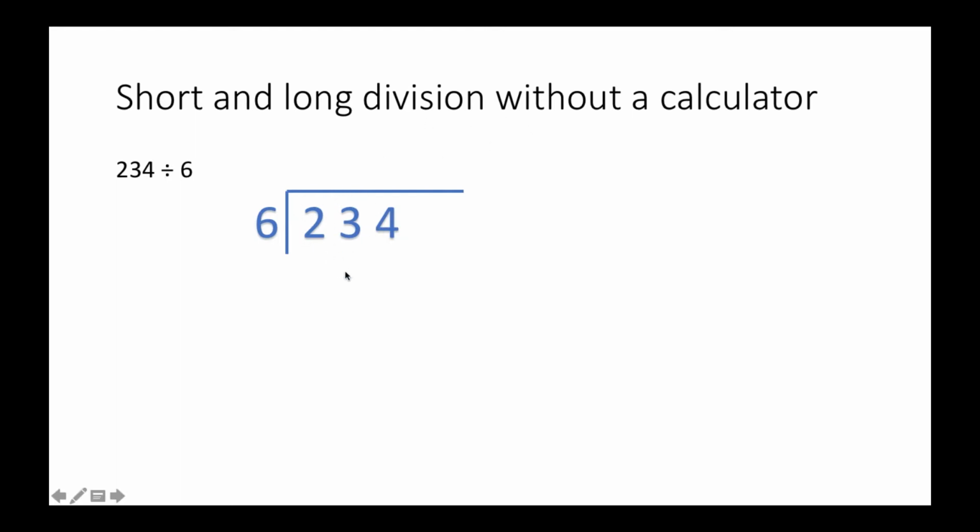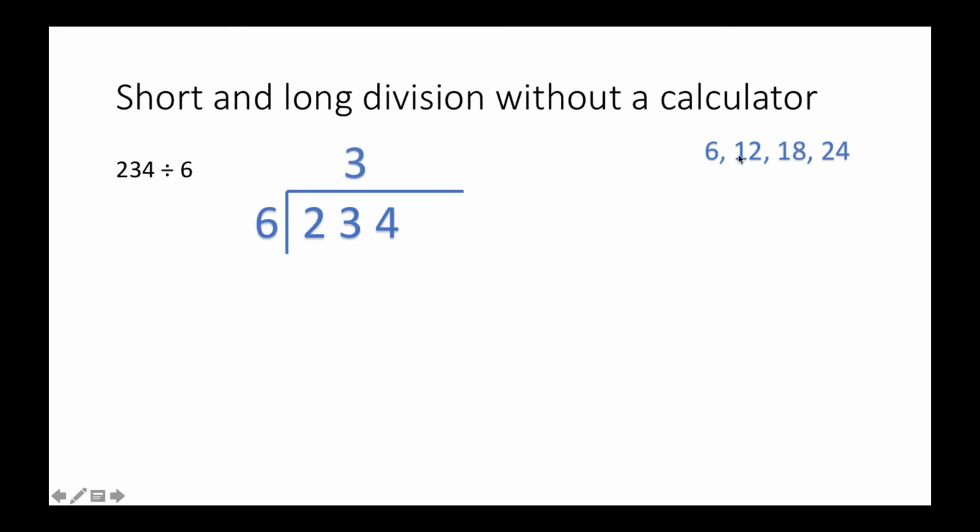Okay, so let's look at the 6 times table. And if we can see, up to 24, we have 6, 12, and 18. We can't go to 24 because we've only got 23. So that leaves us with 3 6's, which I'm going to put at the top there.